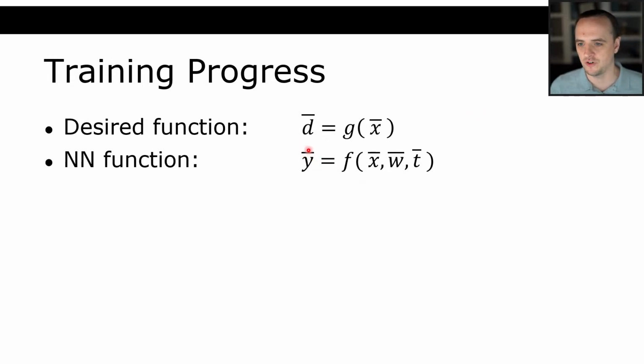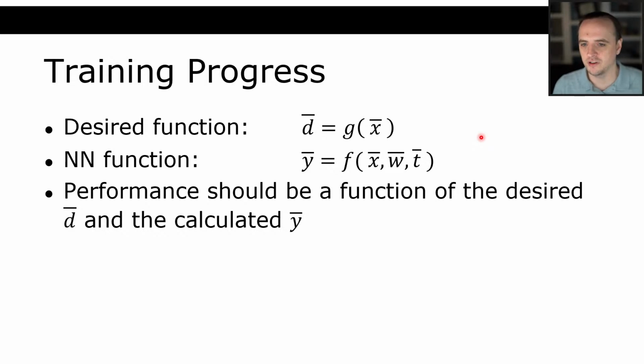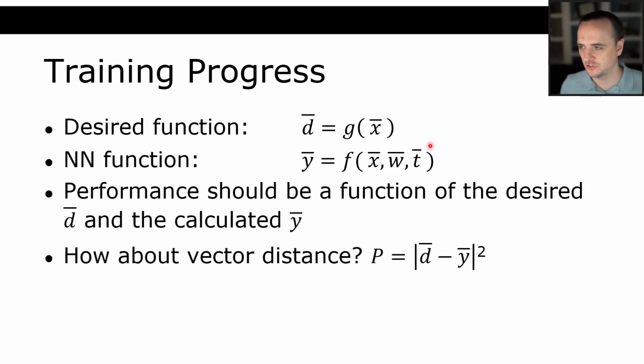The neural net function produces an output vector from the inputs, weights, and thresholds. So the performance should be a function of the desired output, which is the actual function output, and the thing that's output by your neural net, your y. So what some people do, there are different ways of doing this.